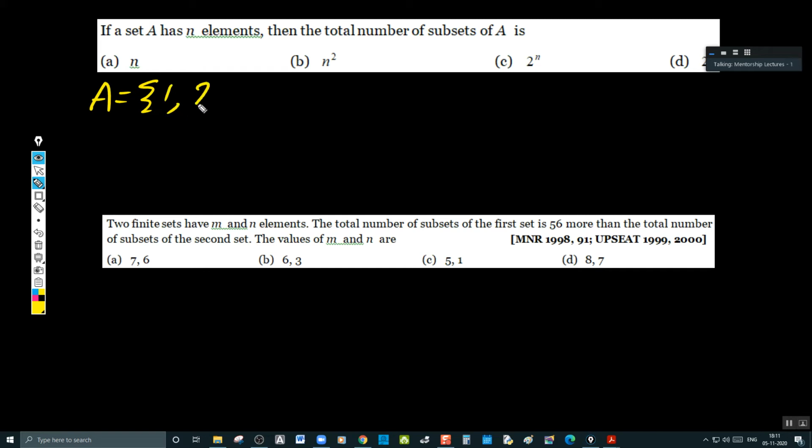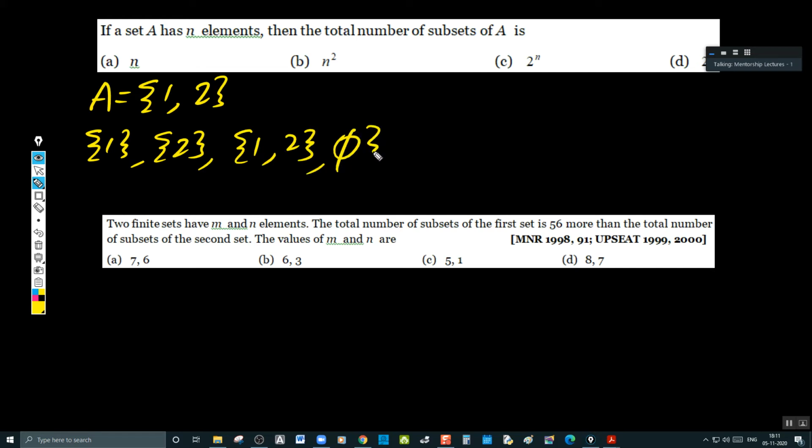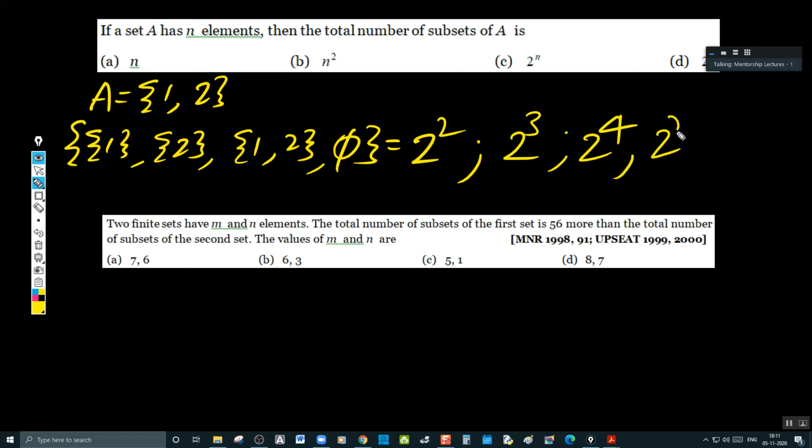1, 2 is there, for example. This is 1. This is 2. This is 1, 2. This is 5. You will have 2 power 2 because the number of elements in the set A is 2. You will get 2 square. If there are 3, 2 cube. If there are 4, 2 power 4. If there are n, 2 power n.